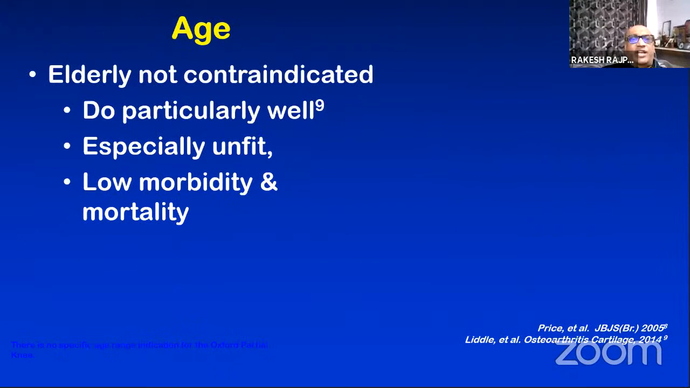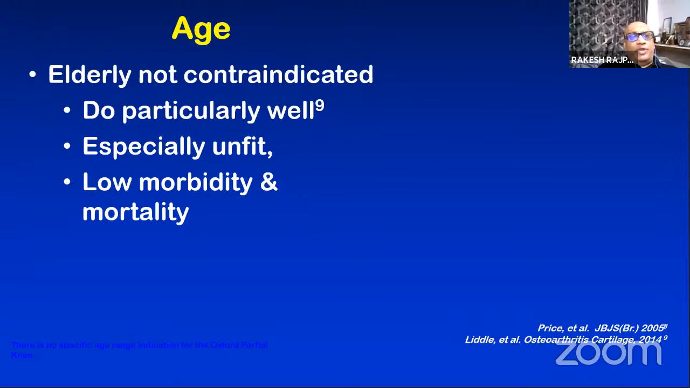Now let's come to age. Before, it was said that when you're older, don't think about UKR. UKR is for young, active, fit patients. Older patients you should subject to a TKR: one operation, sweep the broom and do one surgery. Now, I would argue to the contrary that elderly patients do not tolerate a TKR very well.